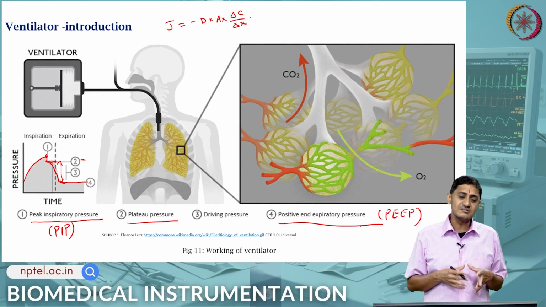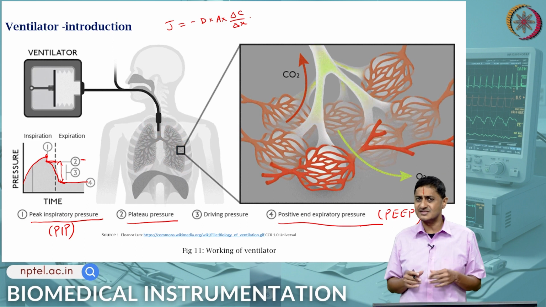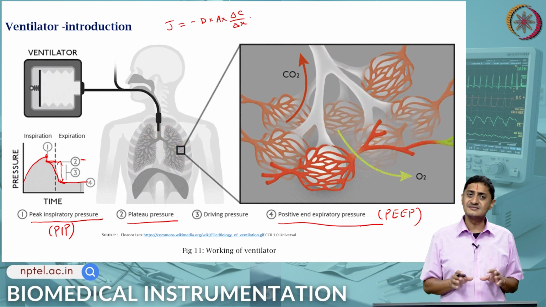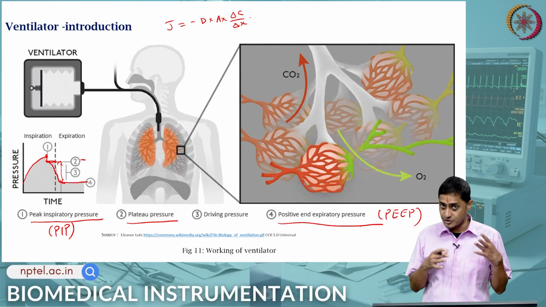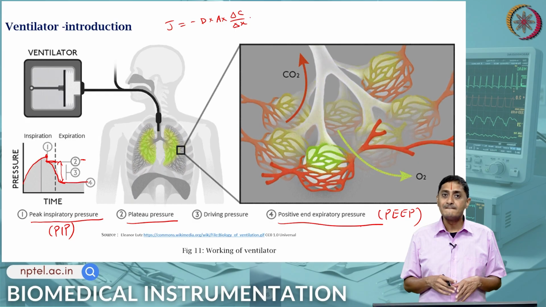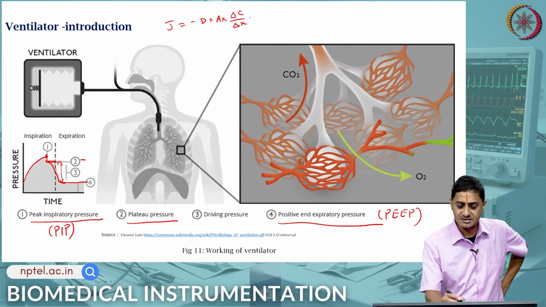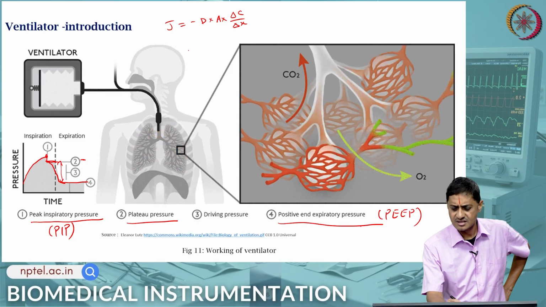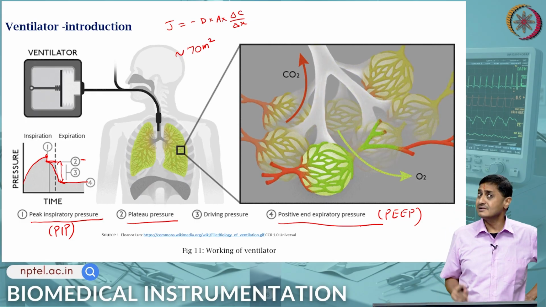Now, how does the system maximize this flow itself? Well, there are things that the system can control, and things that the system cannot control. For example, something that the system has controlled evolutionarily is the surface area. The surface area is about 70 meters squared in adult lungs.